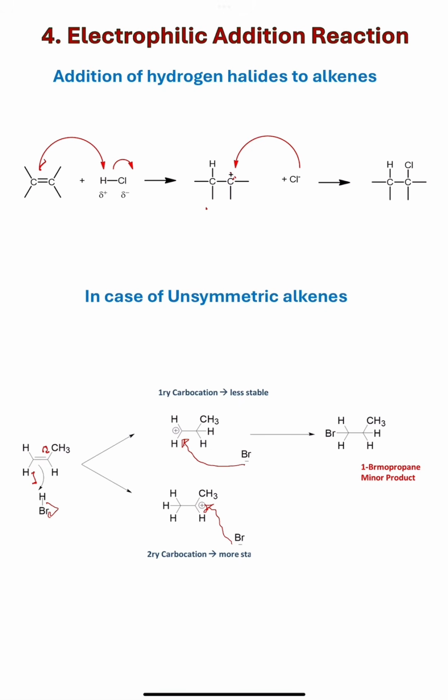The first one is 1-bromopropane, in case we started with propene, and the other product is going to be 2-bromopropane. The 1-bromopropane will be the minor product because it formed from the less stable carbocation, while the 2-bromopropane will be the major product because it came from the secondary carbocation, which is the more stable carbocation.